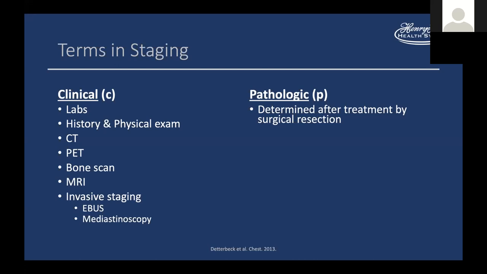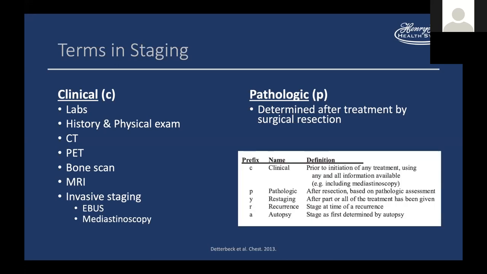Pathologic staging, as I mentioned, is determined after surgical resection if the patients get one. Other prefixes that you may see in staging that are not as commonly used: y is for restaging, r is for recurrence, and that's the stage at the time of recurrence, and then a is autopsy.